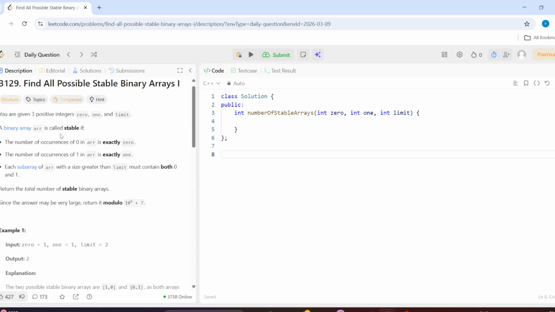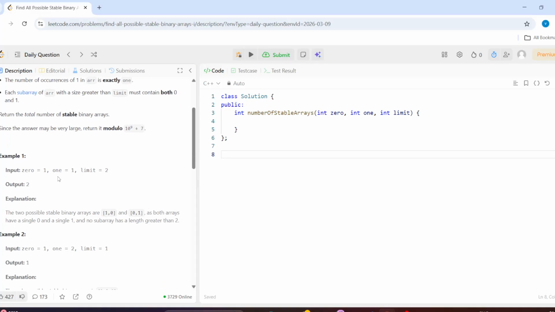A binary array is called stable if the number of occurrences of 0 in the array is exactly zero, and the number of occurrences of 1 in the array is exactly one. And the third condition is each subarray of the array with a size greater than limit must contain both 0 and 1. As output, we have to return the total number of stable binary arrays. Since the answer may be very large, return it modulo 10 power 9 plus 7.